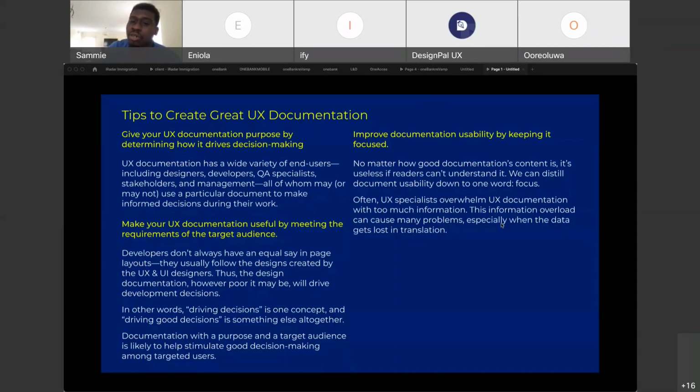Information overload can cause many problems, especially when the data gets lost in translation. So what this is indirectly saying is UX documentation is a problem, most documentations are very long. I've seen a UX documentation and I got tired reading it. I had to pinpoint what was necessary.